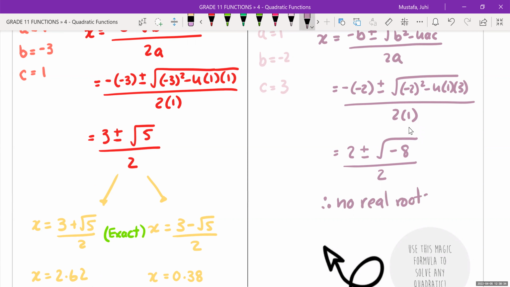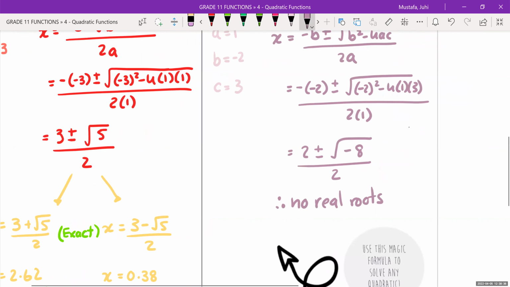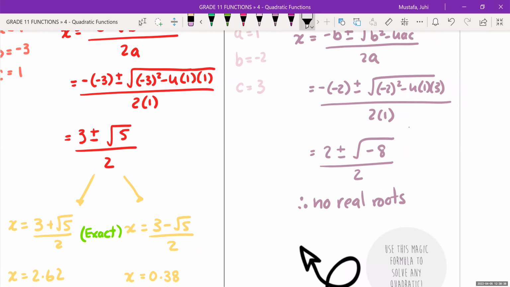And what exactly does this mean? It means that if you were to graph it, it would actually be one of those floating parabolas. It might look like this or like this. It just means there's no place where this parabola goes to the x-axis, and so therefore there are no x values.